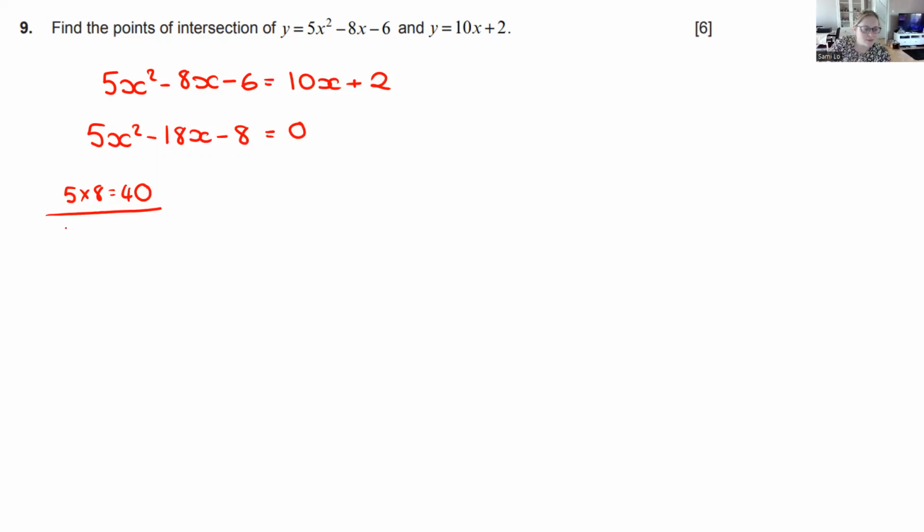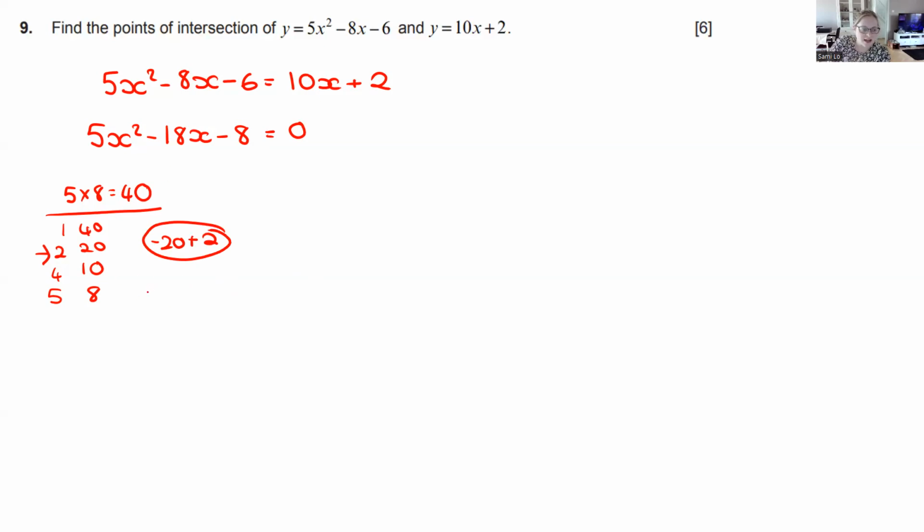Let's think. We've got, obviously, 1 and 40 won't work, but we'll just write that down. 2 and 20. 4 and 10. Nope. 5 and 8. Oh, here we go. 2 and 20. Because we've got a negative 40, 2 and 20 work, because we can have minus 20 plus 2 gives us minus 18.